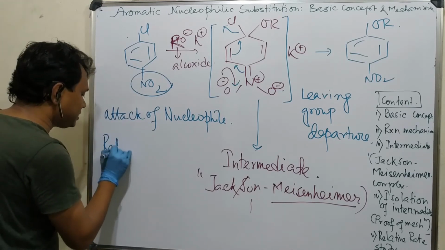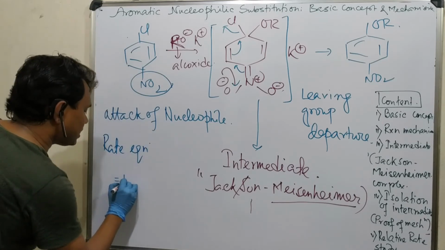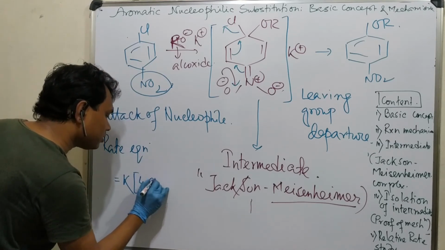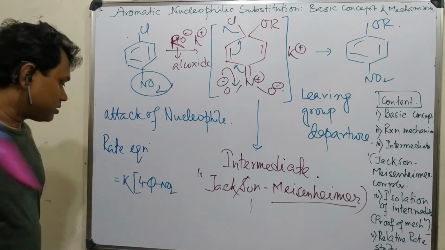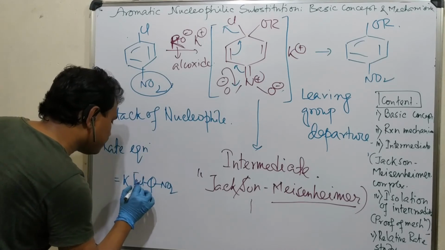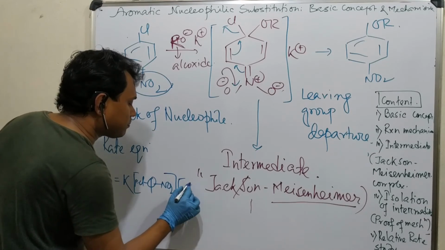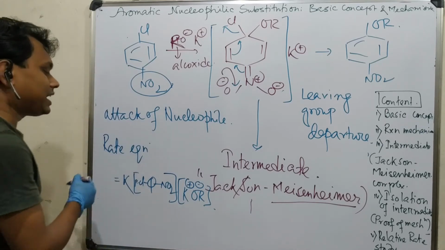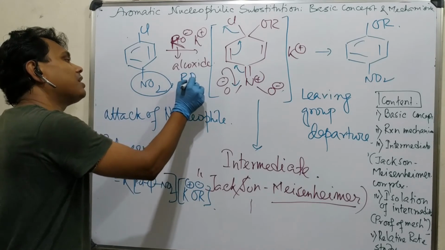If we write the rate equation, rate is equal to the rate constant times the starting material, that is 4-Cl nitro, para-chloronitrobenzene, times K plus OR minus. So this is the rate equation. Okay, and which one is the RD step? This step is the RD step.